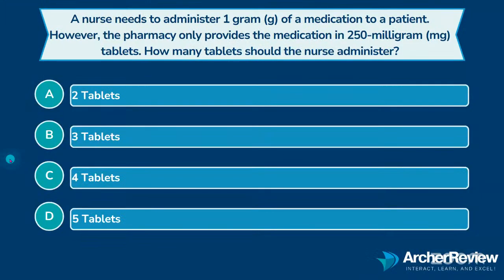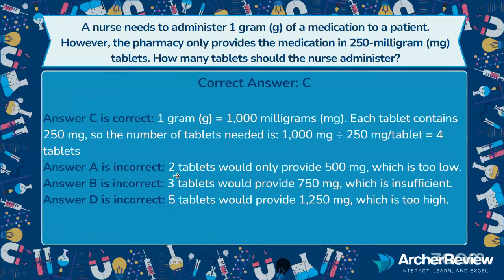So someone's asking about A. So 2 tablets is A. 2 tablets would be 500 milligrams, and we actually want 1 gram. So that's why A isn't the correct answer. Sometimes it might just be useful to add it up in your head. 1 tablet's 250, 2 tablets is 500, 3 tablets is 750. Oh, 4 tablets, there's my 1,000.